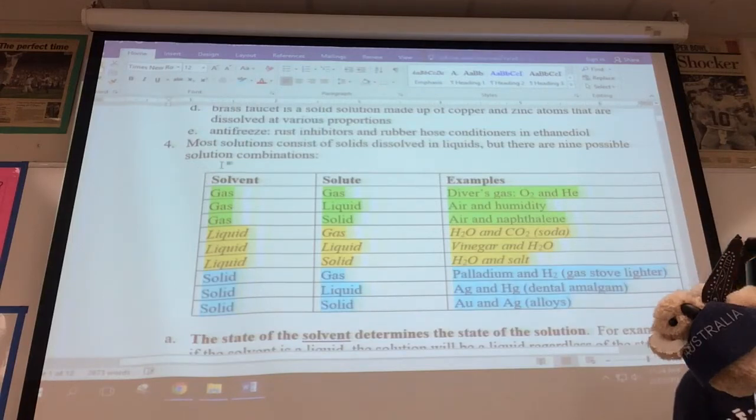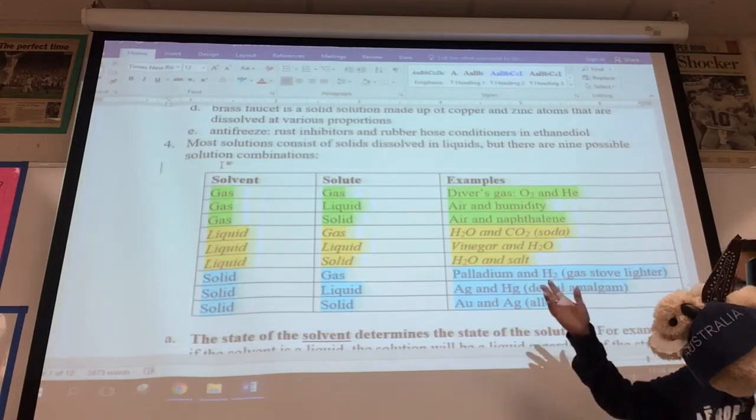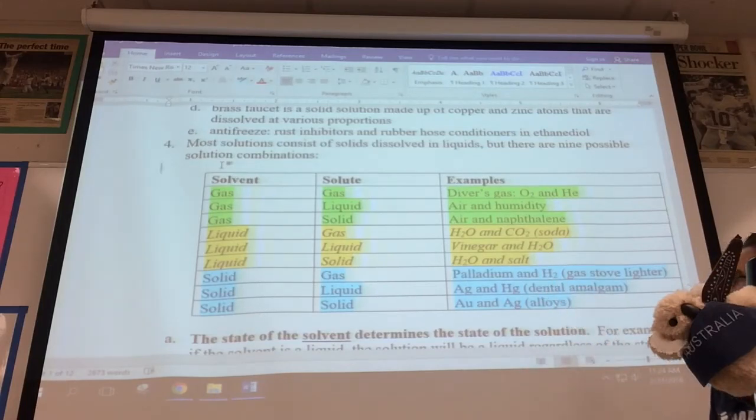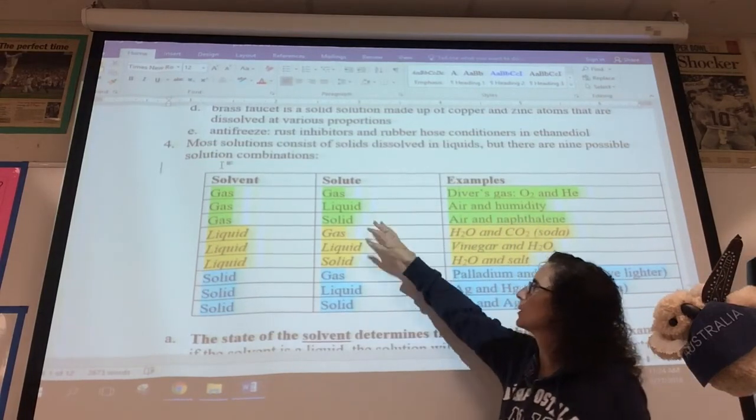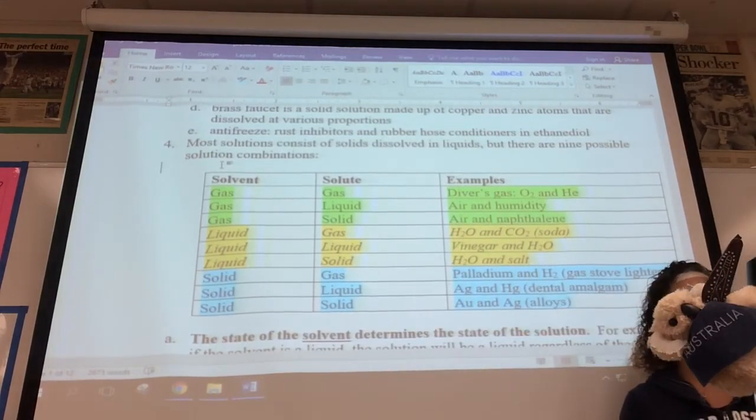And I mention that because whatever state of matter the solvent is in will be the state of matter for your solution. So if your solvent's a gas, your solution is a gas. If your solvent's a liquid, your solution is a liquid. So for example, you can dissolve either gas, liquid, or solid in a gas, and you will get a gas solution.